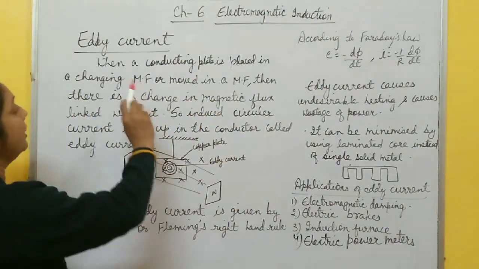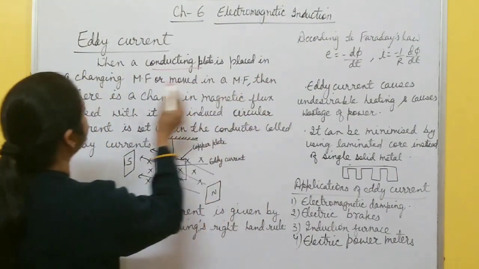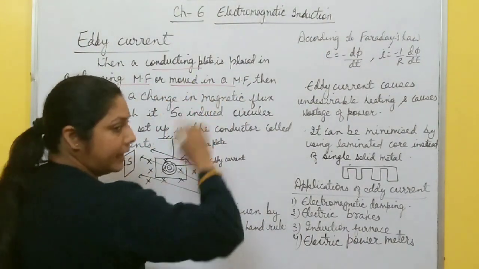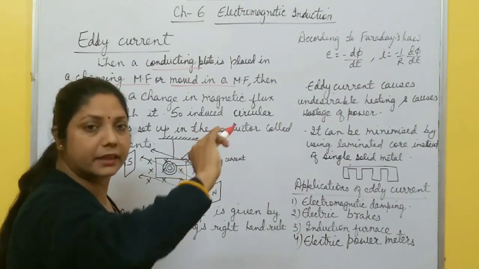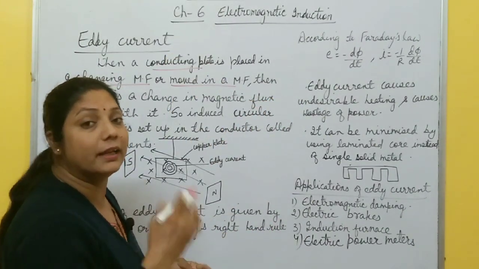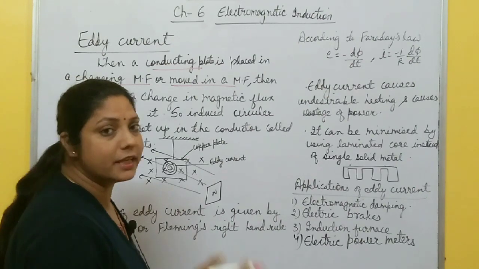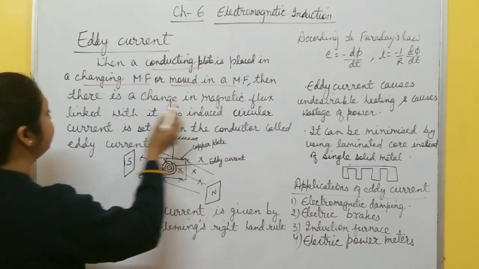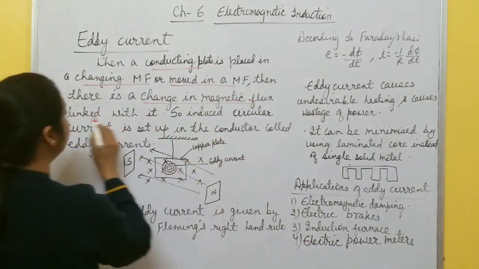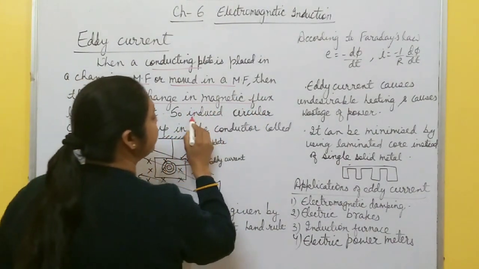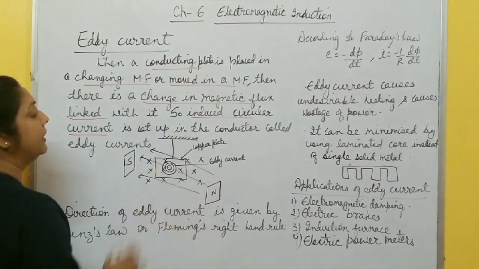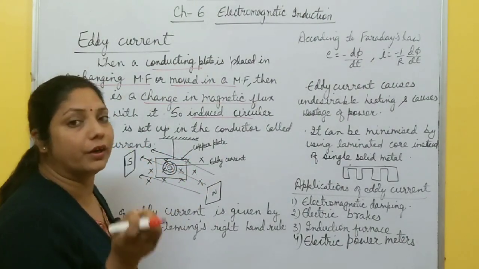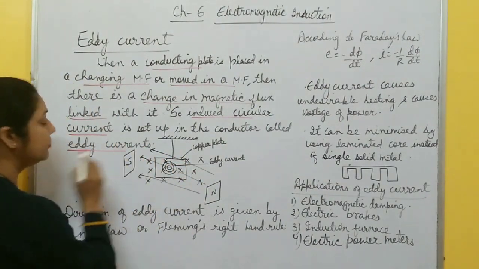So you can write it this way: when a conducting plate is placed in a changing magnetic field, or moved in a magnetic field. If you move the conducting plate in a constant magnetic field, then also the magnetic flux changes, and due to the change in magnetic flux, EMF is induced in the conducting plate. So an induced circular current is set up in the conductor, and that circular current looks like eddies or whirlpools in water. That's why it is also called eddy currents.